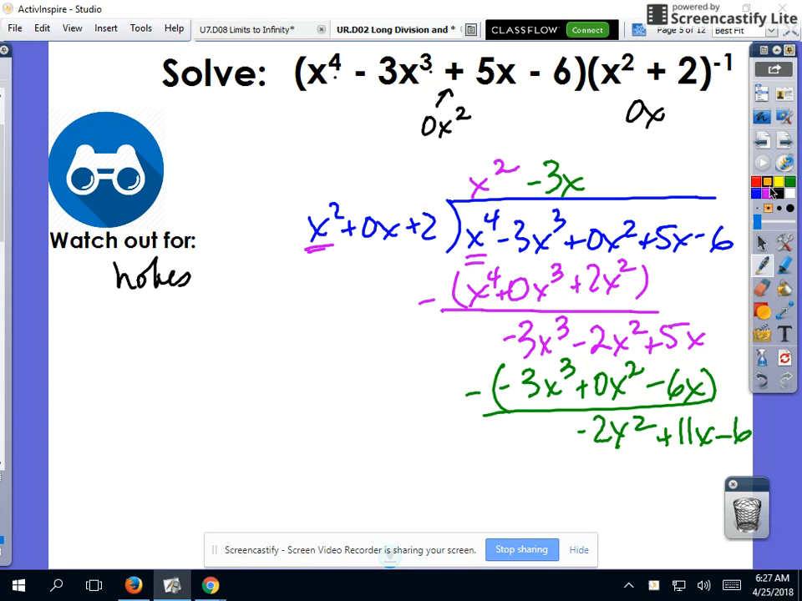New color. Now we're looking at negative 2x squared. What can I multiply to x squared to get negative 2x squared? That's just a negative 2. Negative 2 times that is negative 2x squared. Negative 2 times 0 gives me 0x. And then negative 2 times positive 2 is negative 4.